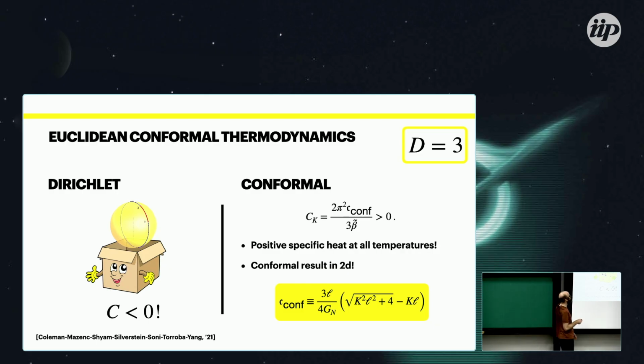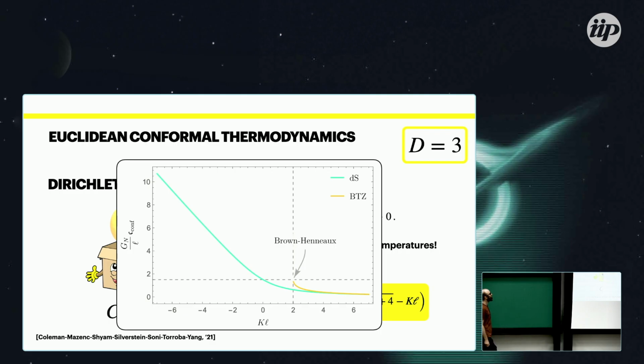Now you do that exercise with conformal boundary conditions, and you will get this very nice result. So C_K is something like 2 pi squared, C conformal over 3 beta tilde. That first is positive, and second is the result of a 2D CFT at finite temperature with a central charge that has this form over here. So it's very similar to what you would say a Brown-Henneaux central charge, but it has some dependence on K. If we plot this result, this is what you get.